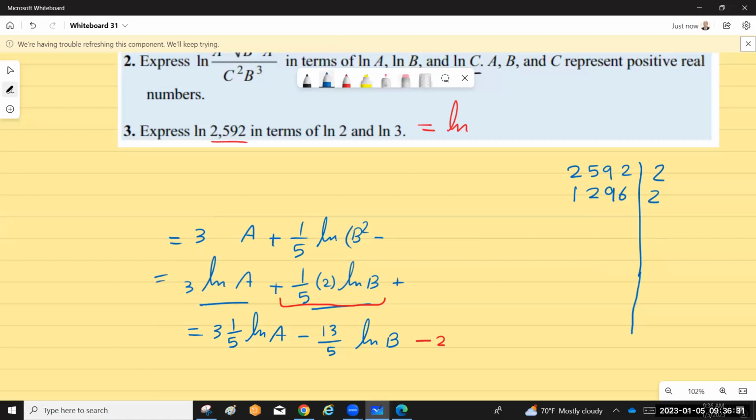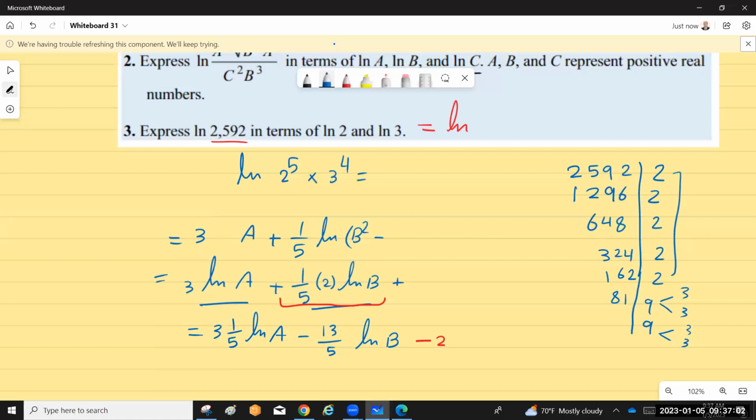This is 648. 648 divided by 2 is 324. Still divided by 2 is 162. Still divided by 2 will be 81. And 81 is 9 times 9. Each 9 is 3 times 3. Yes? So how many 2's do you have here? 1, 2, 3, 4, 5. So you can write ln of this number as ln of 2 power 5 times 3 power 4.